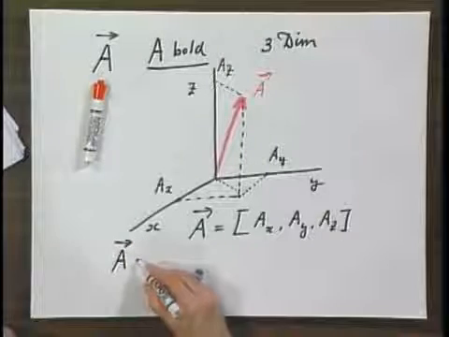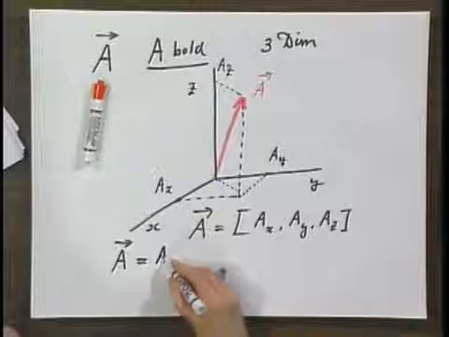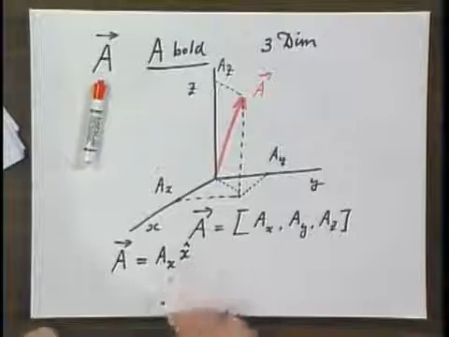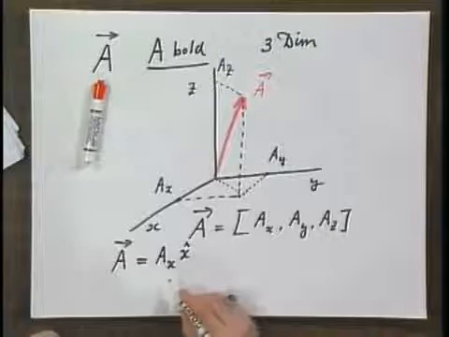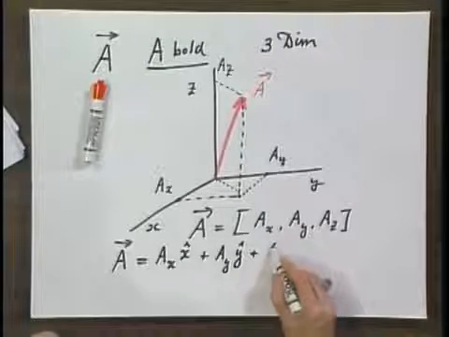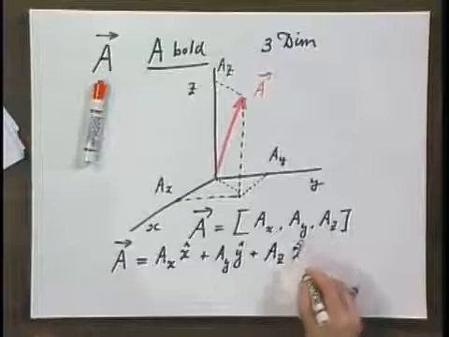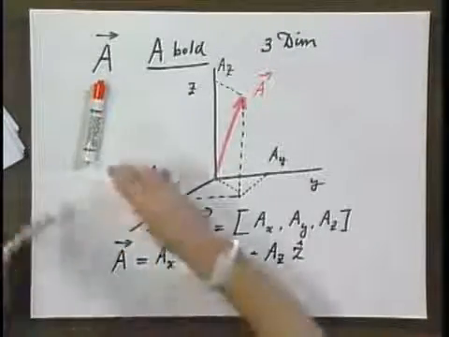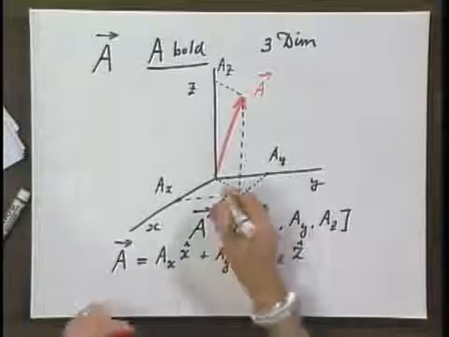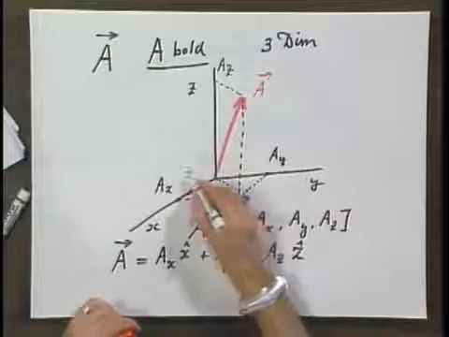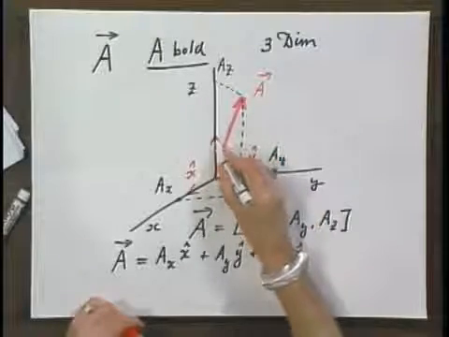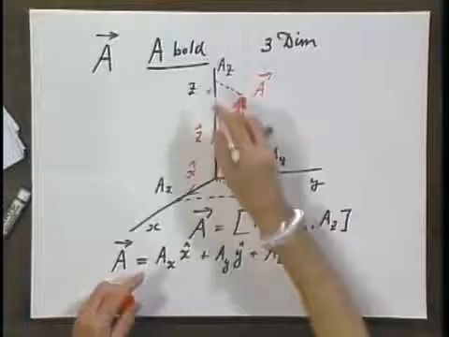I will write almost always that A with an arrow over it is the X component of A in the direction of X. This is the unit vector in the plus X direction, plus A of Y unit vector in the Y direction, plus A of Z unit vector in the Z direction. So I have literally written down this vector A in terms of the sum of three vectors. X roof is the unit vector in the X direction, Y roof is the unit vector in the Y direction, and Z roof is the unit vector in the plus Z direction.